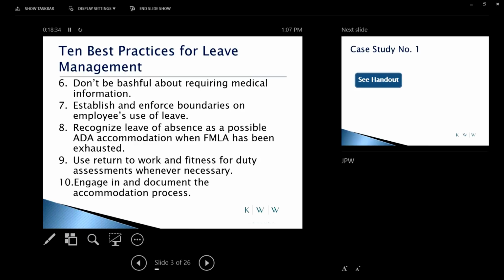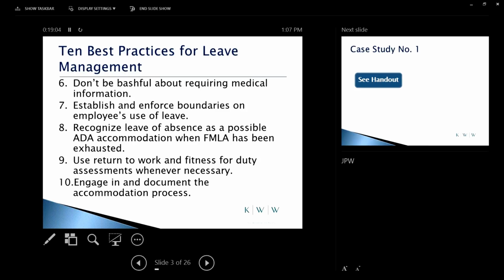Number 7, establish and enforce boundaries for the employee's use of leave, especially for those employees who perhaps are using FMLA or ADA as more of a sword than a shield and are always trying to push those boundaries. Number 8, recognize leave of absence as a possible ADA accommodation even when FMLA has been exhausted. Don't think that the exhaustion of FMLA extinguishes an employee's possible right to leave.